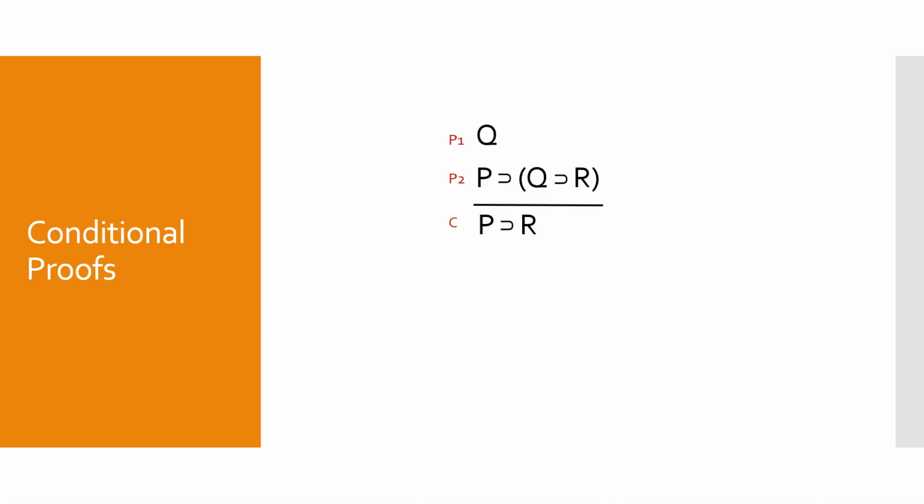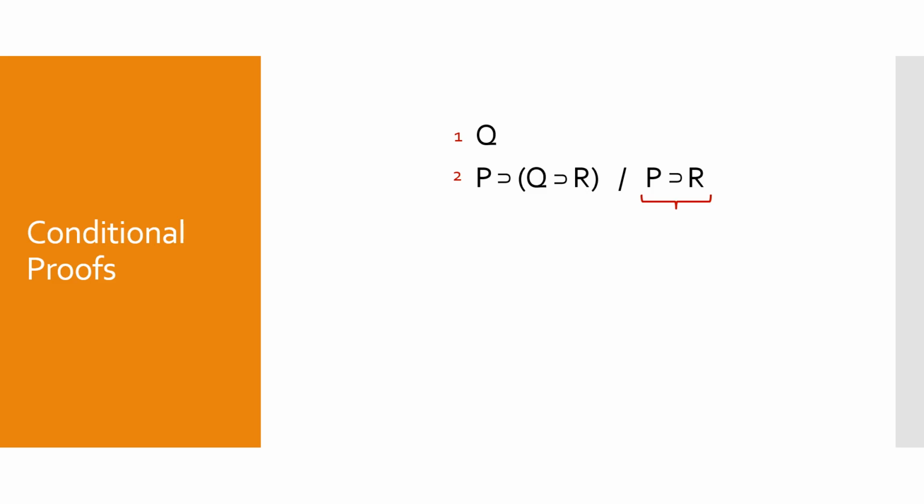In this particular argument, we find that premise 1 simply asserts Q is true. Premise 2 says if P is true, then if Q is true, then R is true. And then our conclusion asserts if P is true, then R is true. So the first step in using a conditional proof is to just set it up as a proof in general. So we want to list our premises, numbering them in order, in this case 1 and 2, and then set our conclusion off to the right.